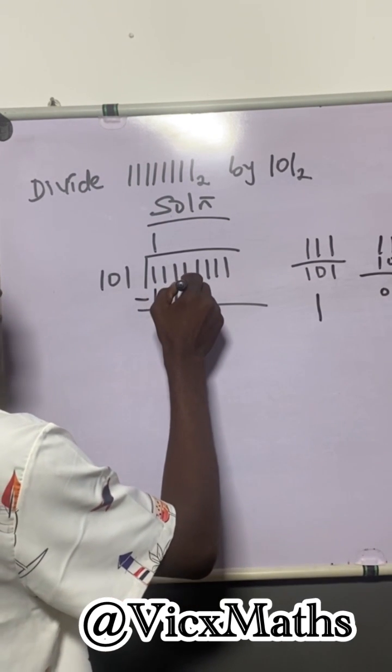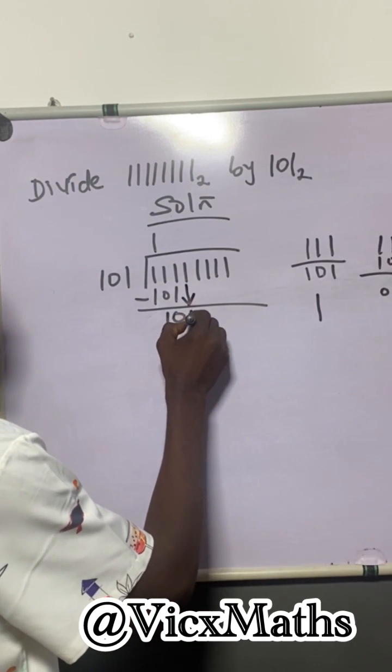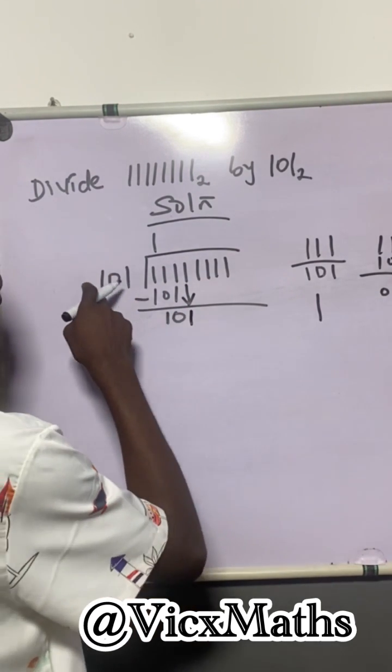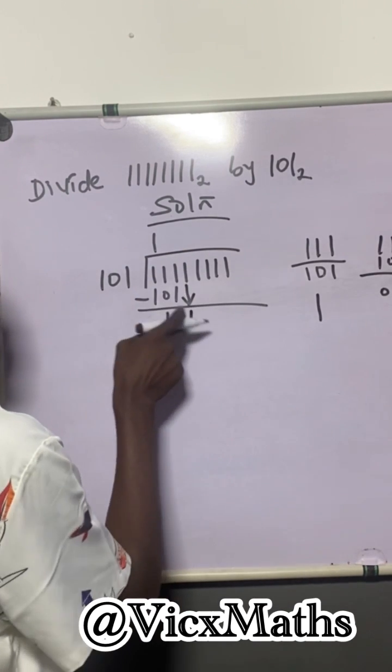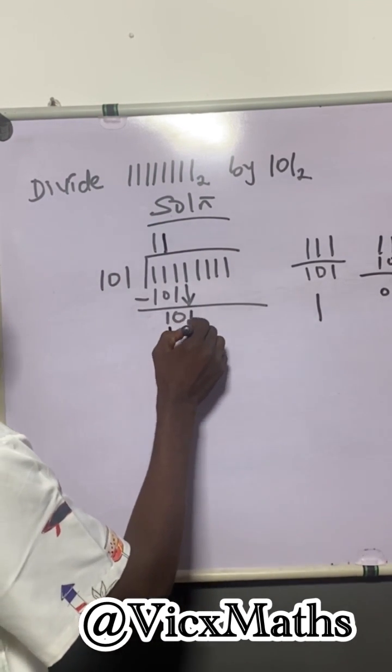Now bring down the next number, just like the long division method. Bring down the next number, which will give us 1. So just a single 1. So this going into this will give us 1, because it is the same thing. Any number divided by itself will give you 1, so you have 1. 1 times this is 101.